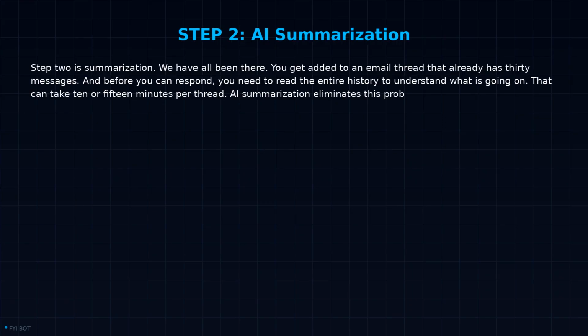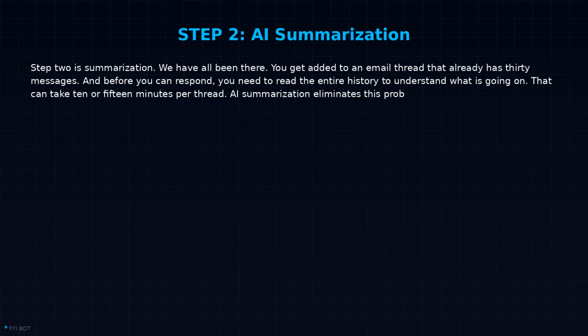Step 2 is summarization. We have all been there. You get added to an email thread that already has 30 messages. And before you can respond, you need to read the entire history to understand what is going on. That can take 10 or 15 minutes per thread. AI summarization eliminates this problem entirely.